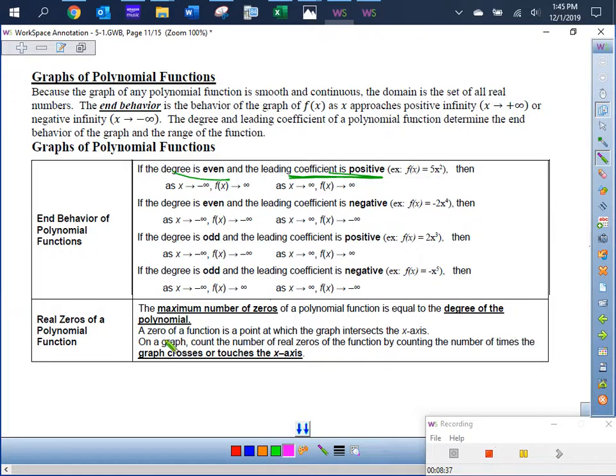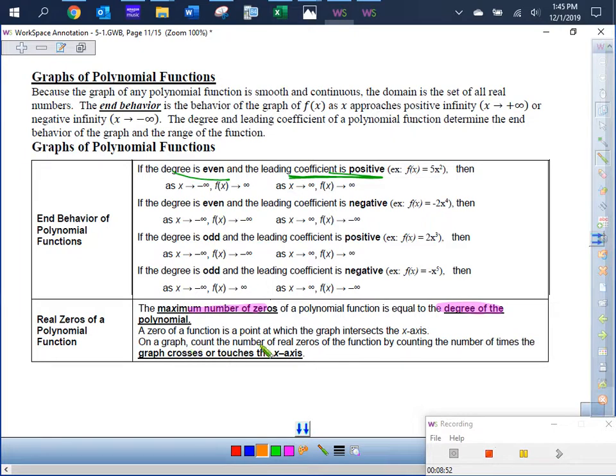But what I'd like you to either highlight, underline, or circle is this other one right here, this second category. The maximum number of zeros of a polynomial function is equal to the degree. So the number of zeros is equal to the degree of the polynomial. But here's the tricky part.